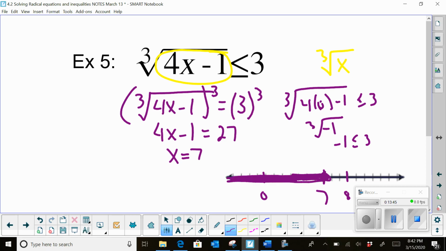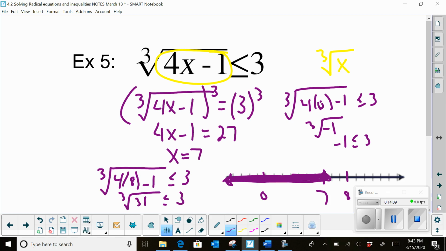When you plug in 8, you're going to get something that is not less than or equal to 3. But let's do it anyway. Let's do the cube root of 4 times 8 minus 1 is less than or equal to 3. That's going to be the cube root of 32 minus 1, which is 31. And I know that that would be greater than 3, because the cube root of 27 is 3. So that's not true. So here's the way this one answer is going to look. You're going to have negative infinity to positive 7. Close bracket there. So these are your examples for solving inequalities.